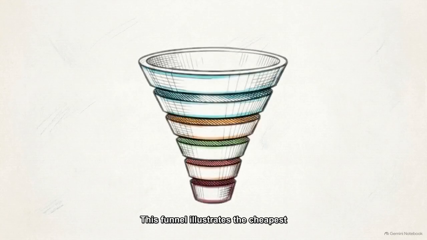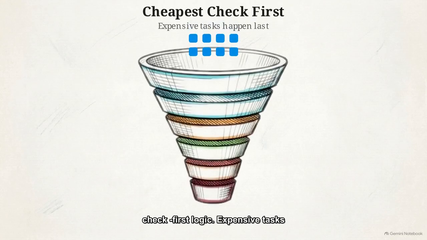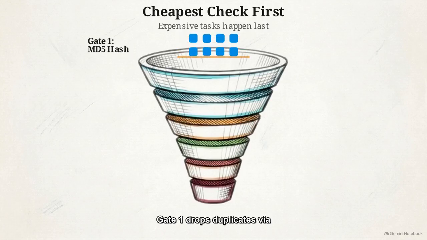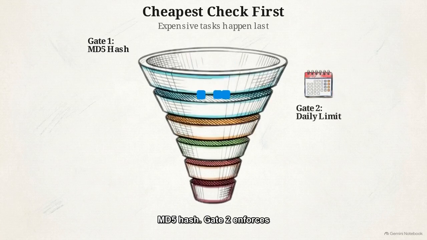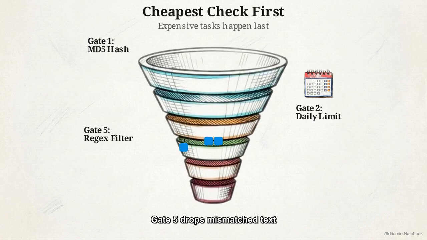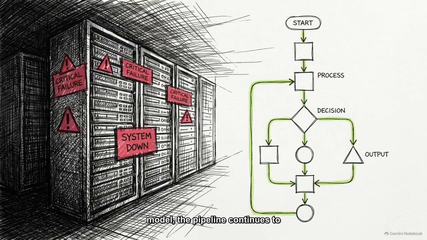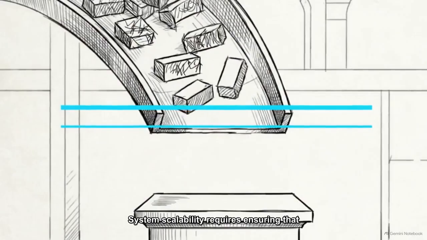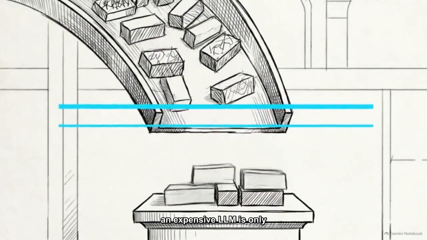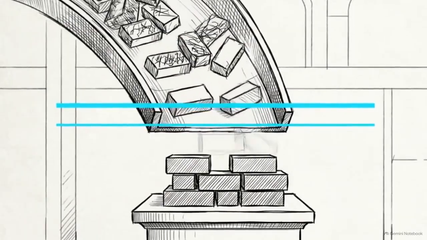This funnel illustrates the cheapest check first logic. Expensive tasks happen last. Gate 1 drops duplicates via MD5 hash. Gate 2 enforces one application per company daily. Gate 5 drops mismatched tech stacks via regex. Gate 6 calculates a deterministic fit score, bypassing external APIs. Because this calculation requires no model, the pipeline continues to process, filter, and score leads, even if the daily token budget is exhausted. System scalability requires ensuring that an expensive LLM is only ever exposed to highly qualified, heavily sanitized data.